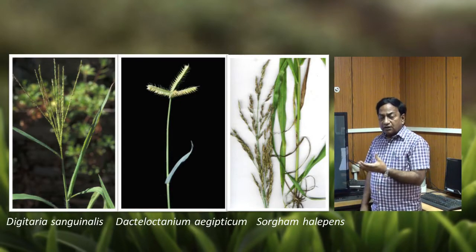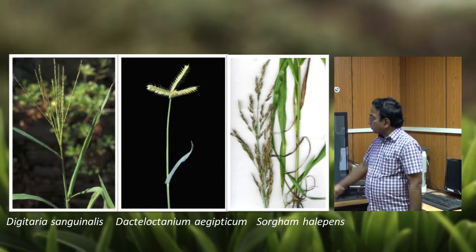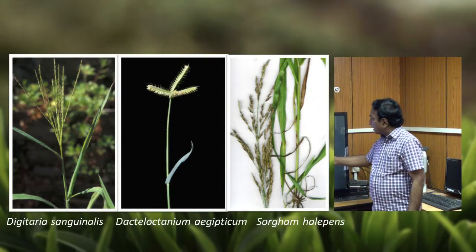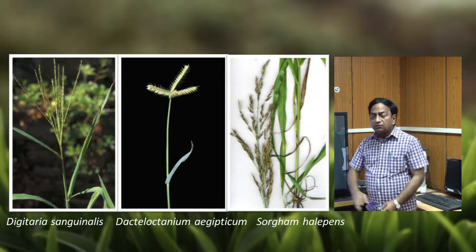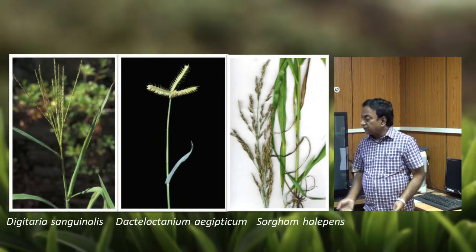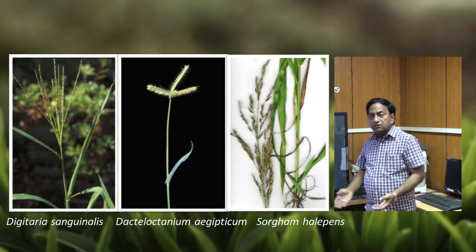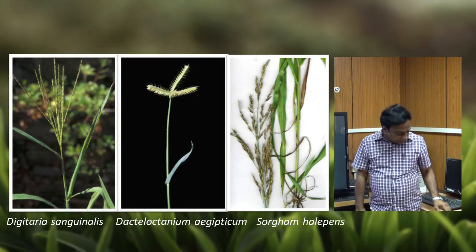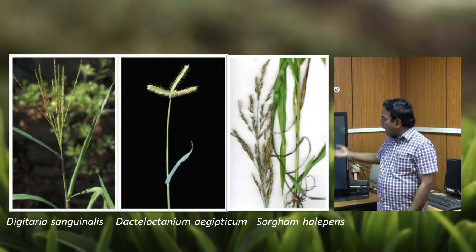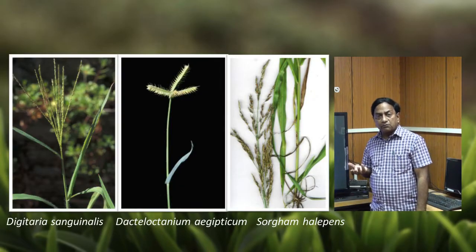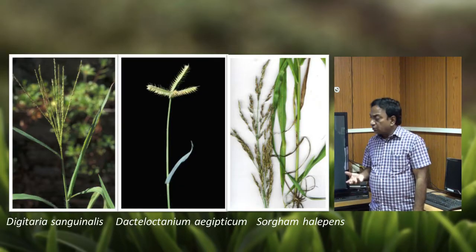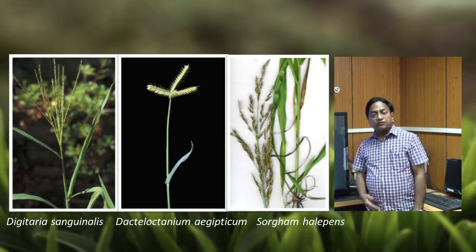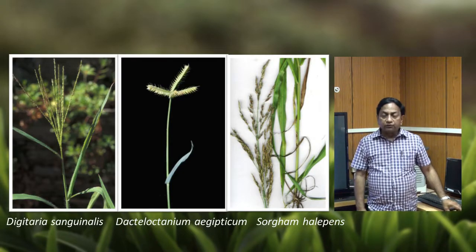Similarly, Digitaria sanguinalis is mainly found in the rainy season, along with Dactyloctenium aegyptium and Sorghum halepense. These are also very seasonal weeds, and Sorghum halepense is a type of perennial weed, which grows of course through underground rhizomes, as well as to some extent by seed.